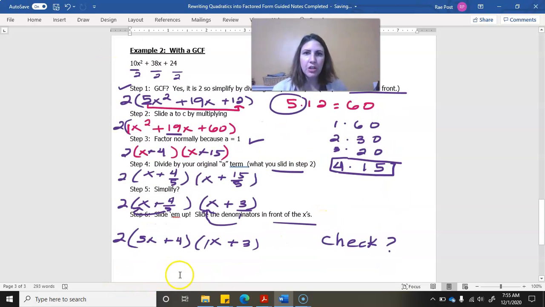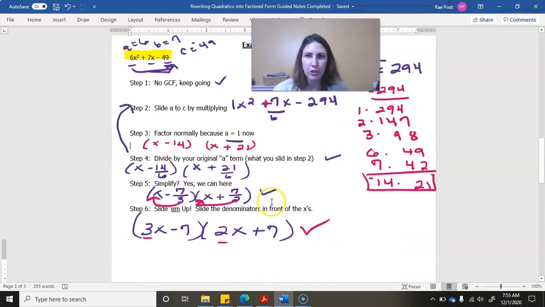And these are. So you're going to do a few more examples today of rewriting your quadratics into factored form.